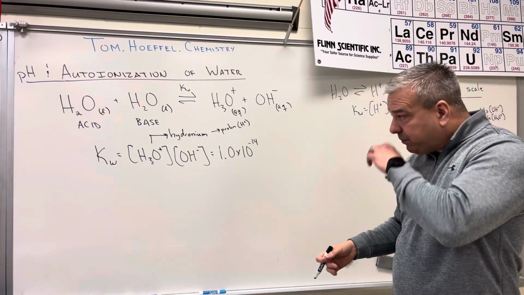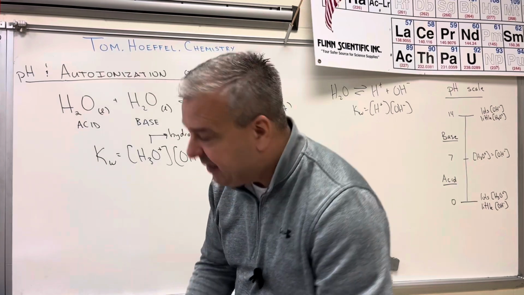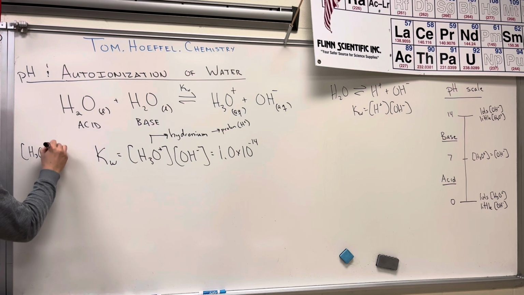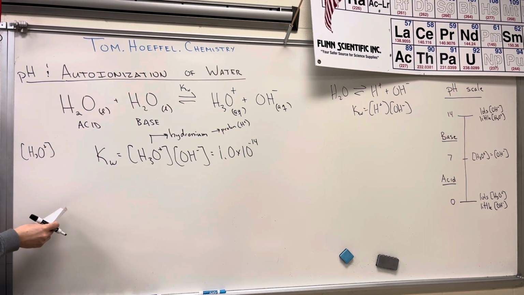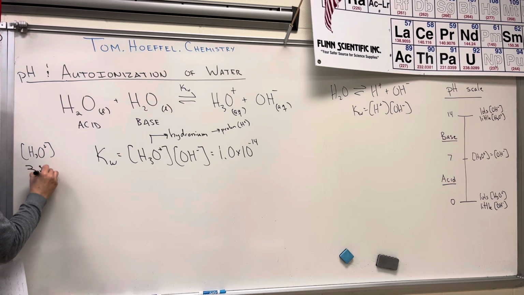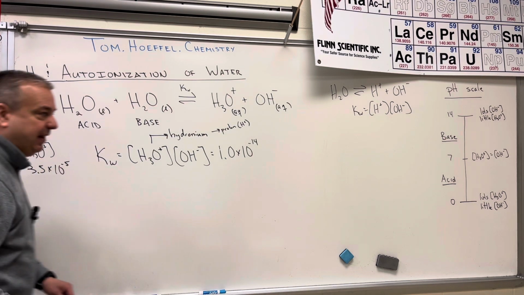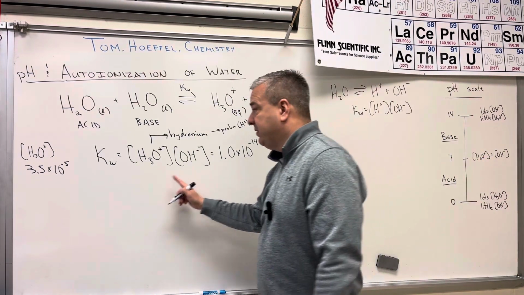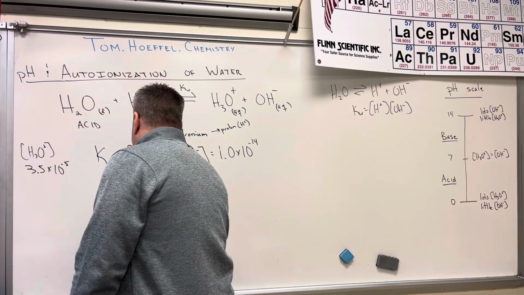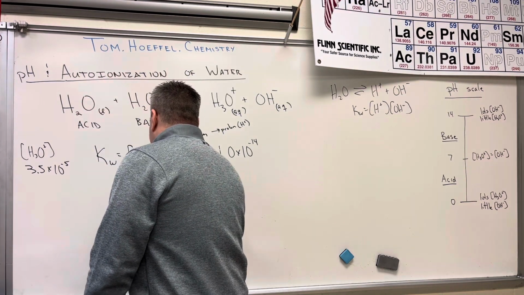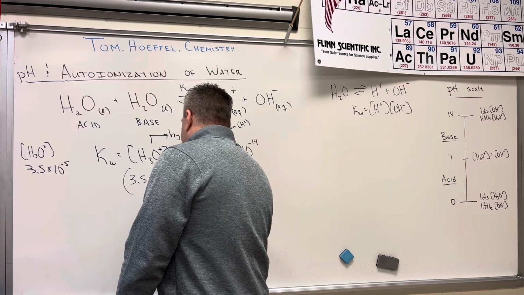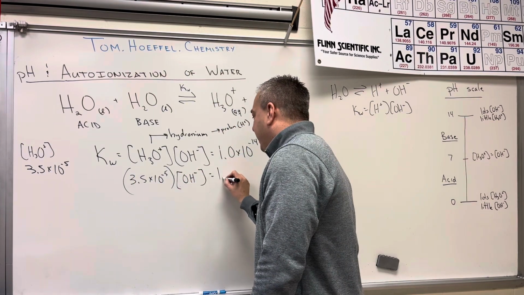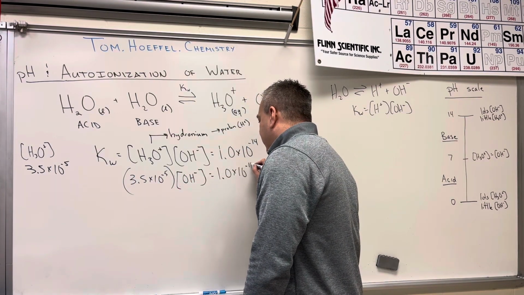So let's say I come in and I say, hey, the hydronium ions are going to be equal to 3.5 times 10 to the negative 5. If I have that value, then I can figure out the other thing. So this value, 3.5 times 10 to the negative 5, is going to be multiplied by the hydroxide ions, which I'm going to leave in brackets to make sure we're talking about concentration. And that's always equal to 1.0 times 10 to the negative 14.